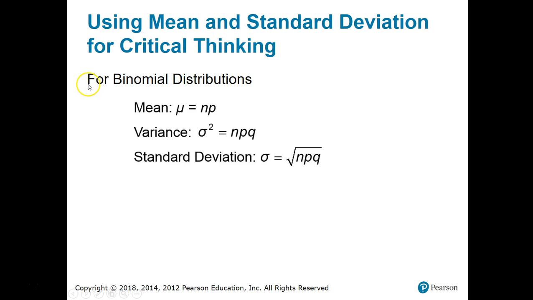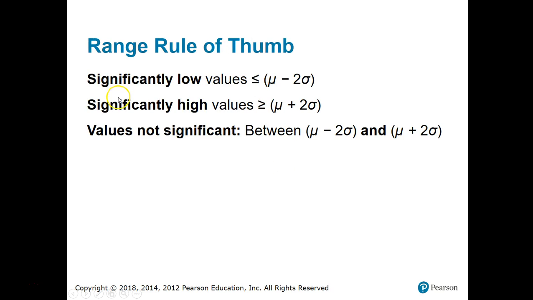Right, a couple other things to remember when you have binomial distributions. Write this stuff down. The mu, the mean, is equal to n times p. Variance is npq. NPQ sounds cute. I think it is. Standard deviation is the square root of that. Significantly low is lower than 2 standard deviations below the mean. Significantly high is greater than 2 standard deviations above the mean. That's going to be pretty common, 2 standard deviations above and below the mean, and when we start doing more z-score stuff, you'll see that. Values between those two are not significant.